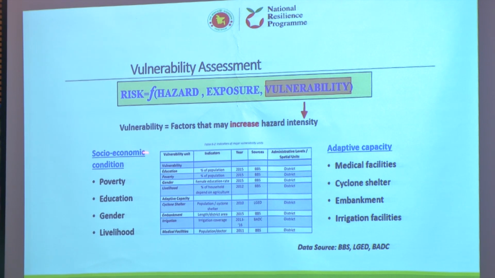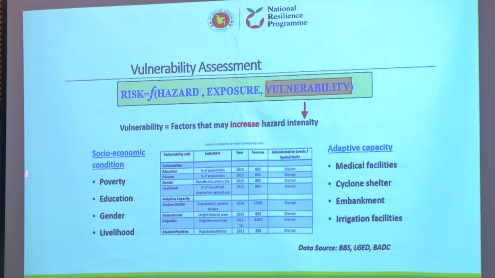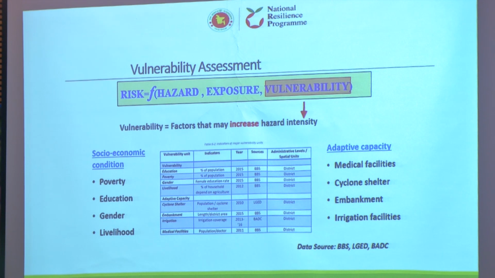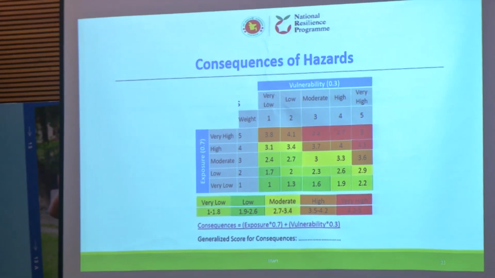And this is the vulnerability, the socioeconomic condition. They use poverty, education, gender, and livelihood. And socioeconomic capacity is the medical facilities of that particular district, cyclone shelter, embankment, and irrigation facilities. There is actually more detail in this report. I'm not going to explain each and everything.